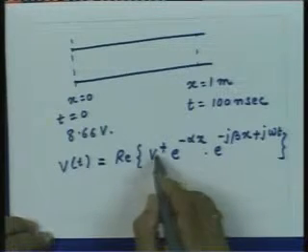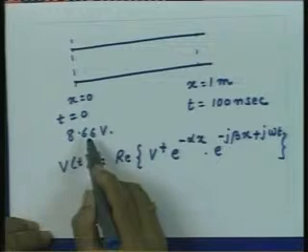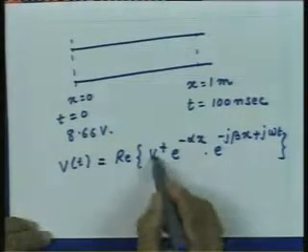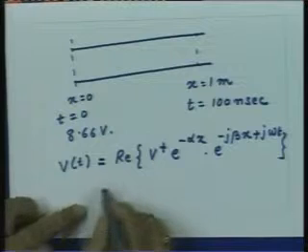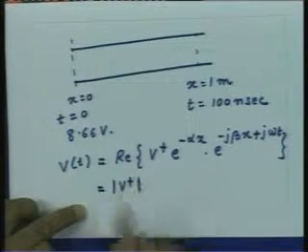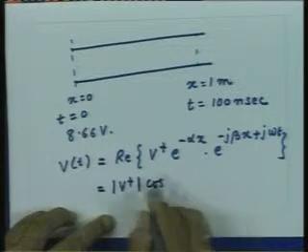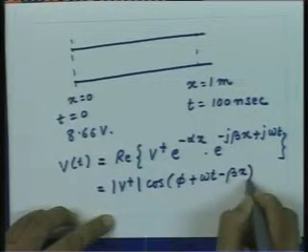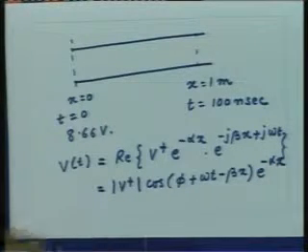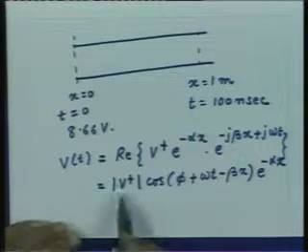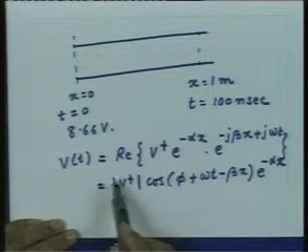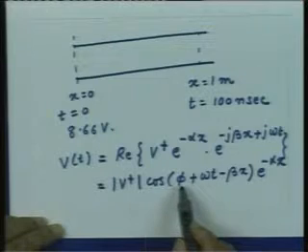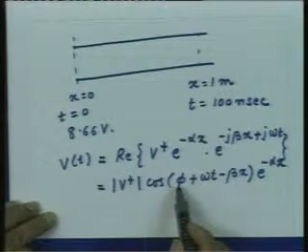V plus in general is a complex quantity, because the voltage given here, 8.66, may not be the maximum value at this location. So in general this quantity can have a phase and amplitude. I can write this as mod of V plus times cosine of phi plus omega t minus beta x, times e to the power minus alpha x. The term V plus e to the power minus alpha x gives you the amplitude variation as a function of distance, and this gives you the phase, including the initial phase which the signal might have at x equal to 0.